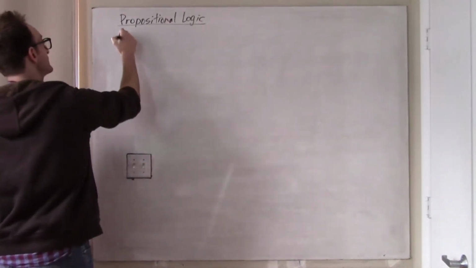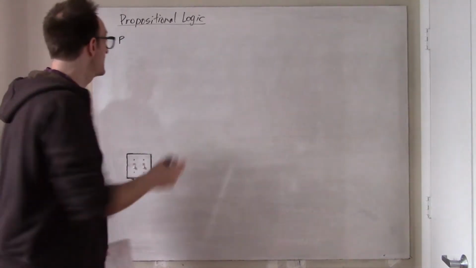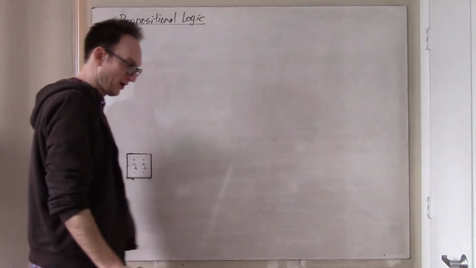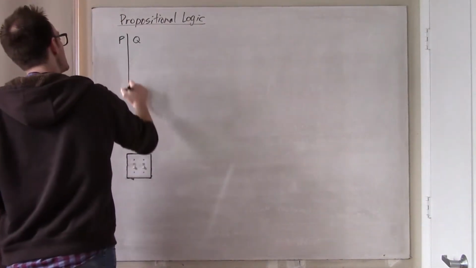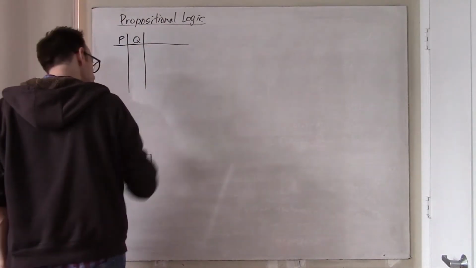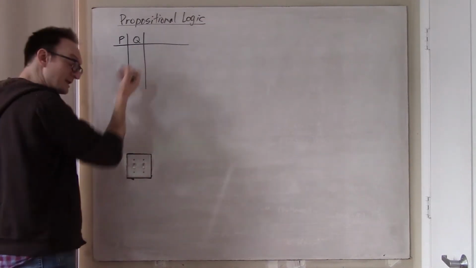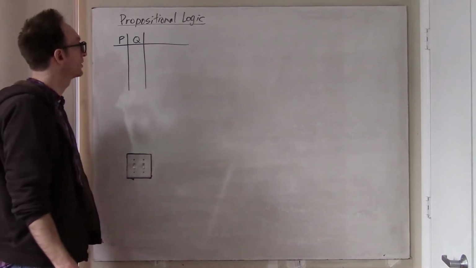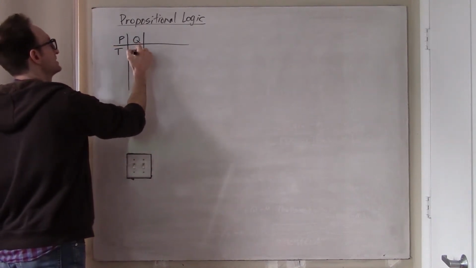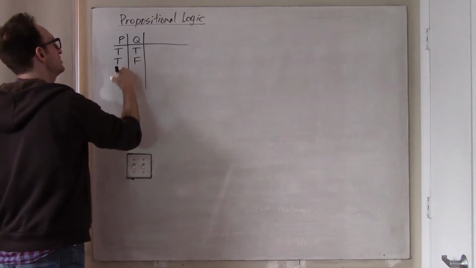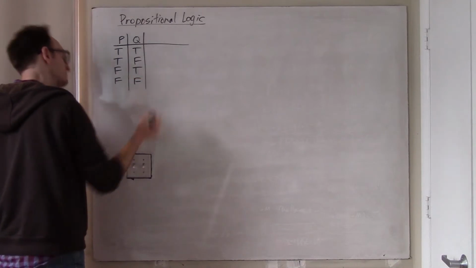So let's begin. Suppose you have some proposition P. Well, it can be either true or false. And you have some proposition Q. It can be either true or false. So these are now variables which represent propositions. They're called propositional variables. And therefore, if you want to consider all possibilities for 2 propositional variables, P and Q, you could have that P is true and Q is true. You could have that P is true and Q is false. You could have that P is false and Q is true. And you could have that P is false and Q is false. Those are the 4 possibilities.